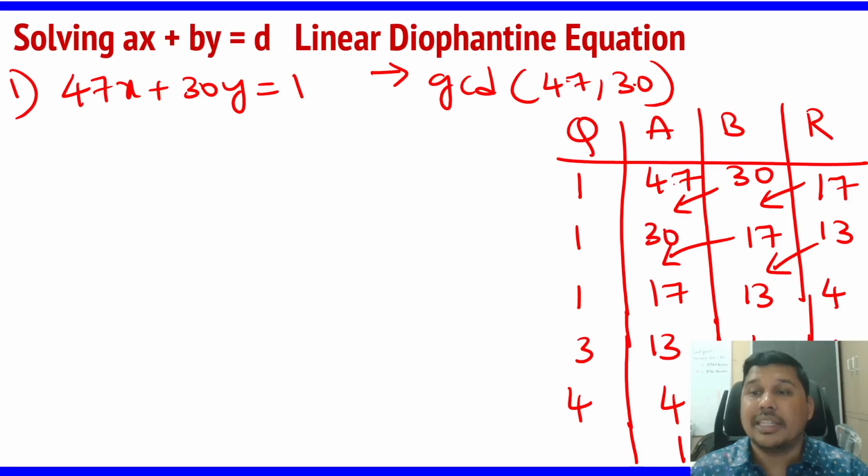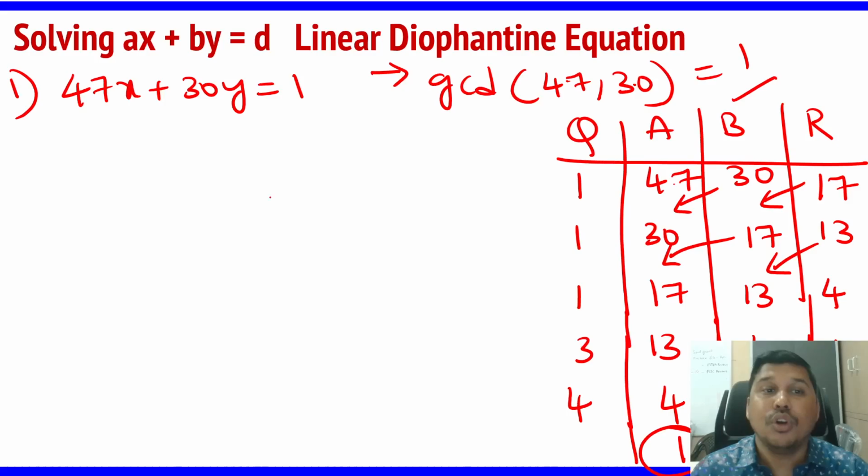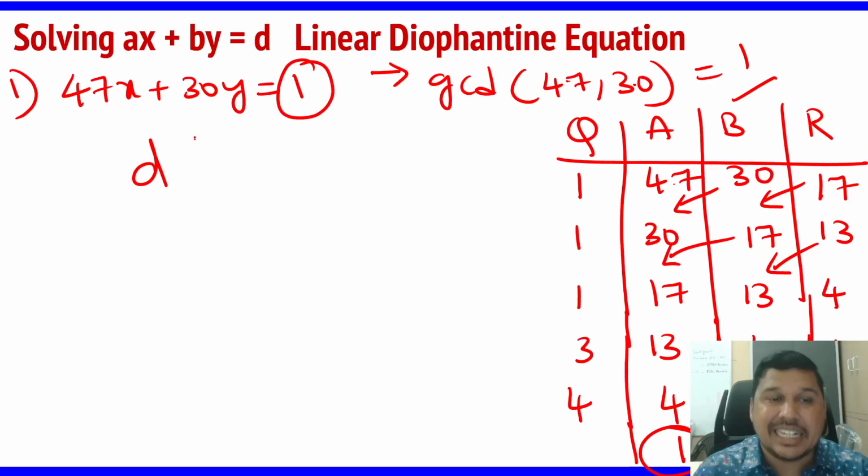Whenever the b value becomes 0, the a value will be the GCD. So it means the GCD of 47 and 30 is 1. Now verify whether this d is divisible by GCD of a comma b or not.